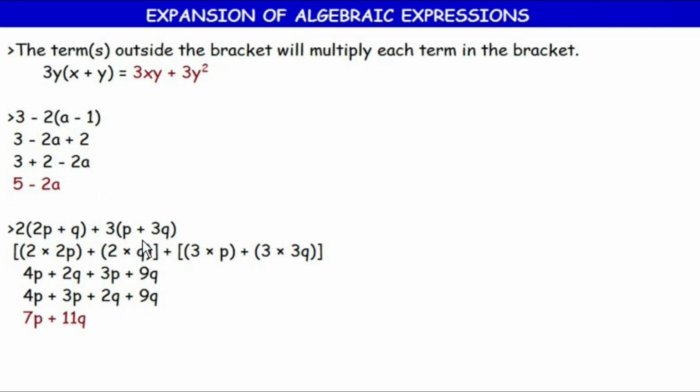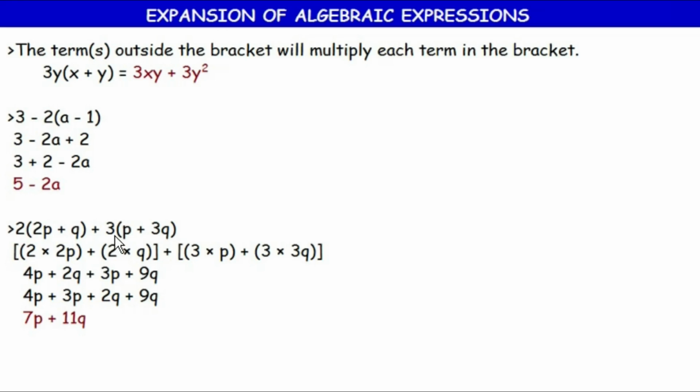Okay, let's look at this example 2. We have 2 multiplying the expression 2p plus q, plus 3 multiplying the expression p plus 3q, right? So what is 2 times 2p? That is 4p. And what is 2 times q? That is 2q, right? So 2 multiplies 2p, it would also multiply q, right?